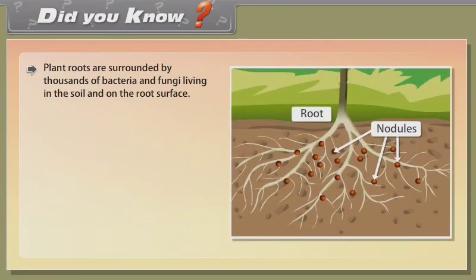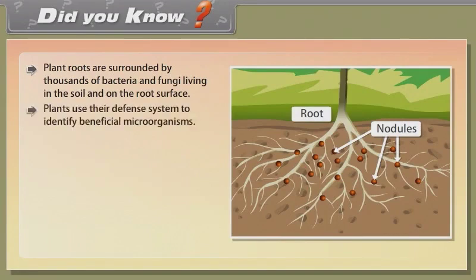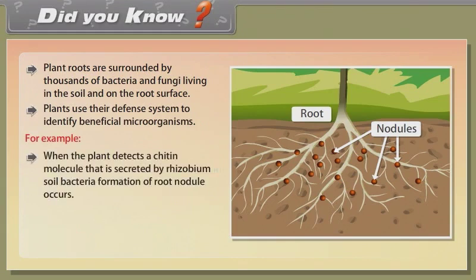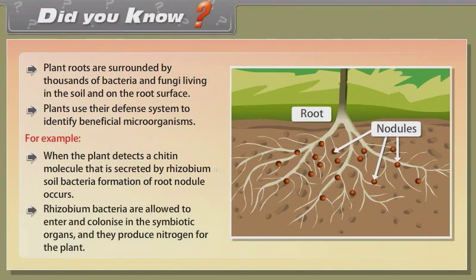Did you know? Plant roots are surrounded by thousands of bacteria and fungi living in the soil and on the root surface. Plants use their defense system to identify beneficial microorganisms. For example, when the plant detects a chitin molecule secreted by Rhizobium, a soil bacterium, formation of root nodules occurs. Rhizobium bacteria are allowed to enter and colonize in the symbiotic organs and they produce nitrogen for the plant.